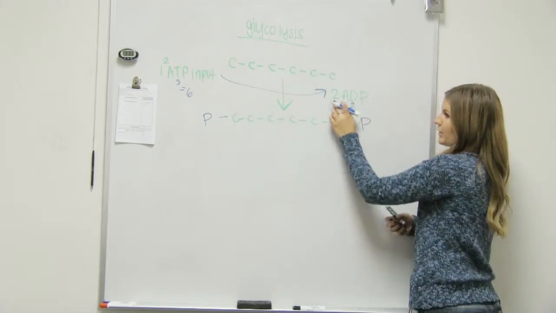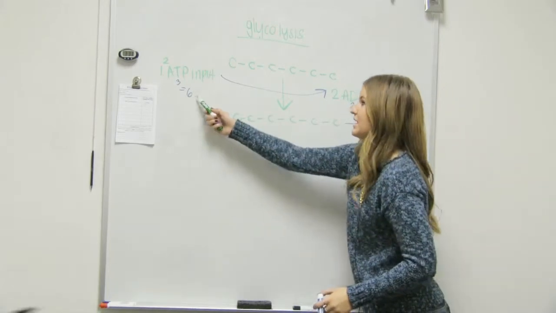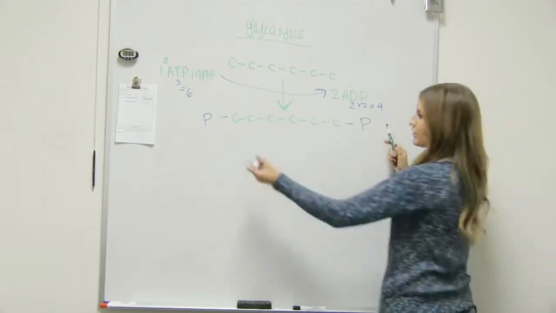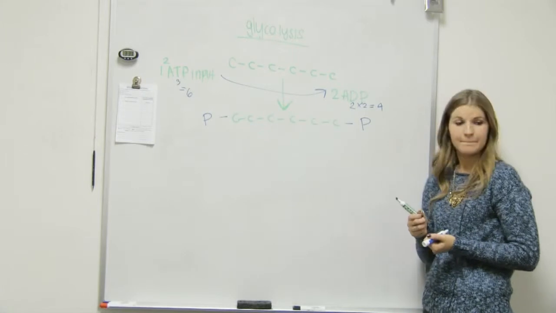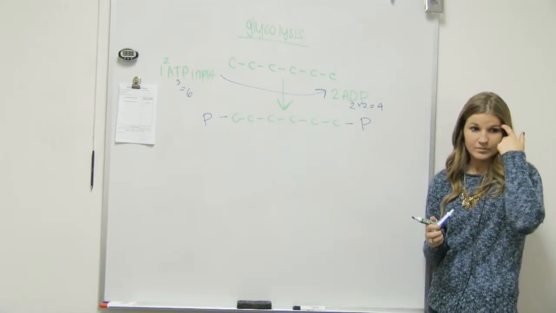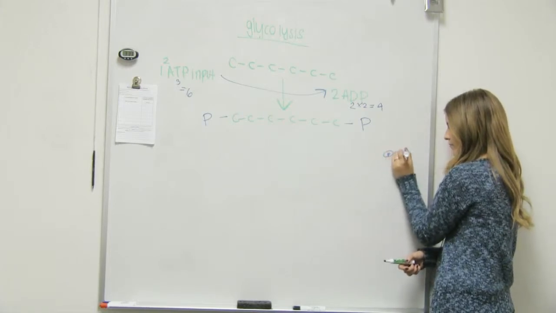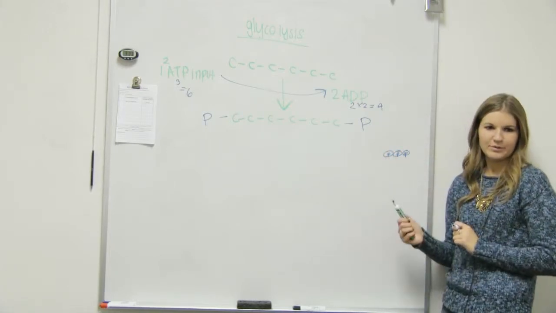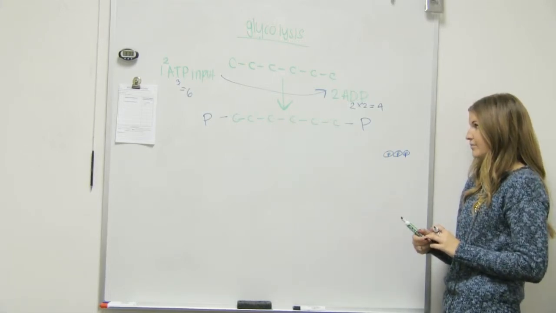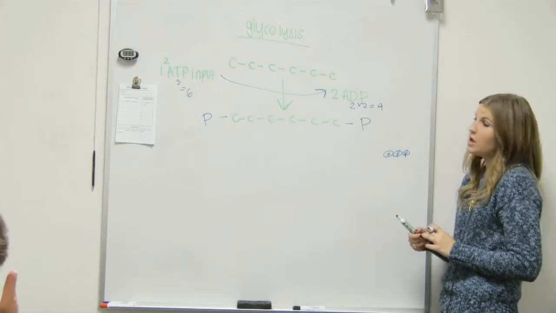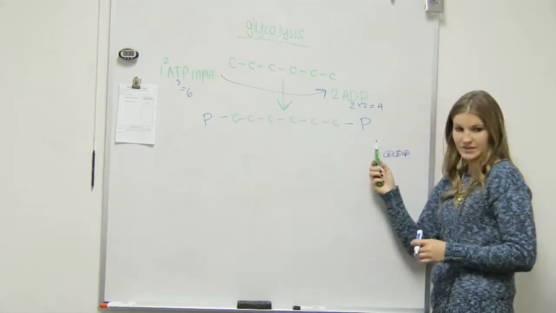So that one has 2, but we have 2 molecules. That's 4. So we went from 6 to 4. Where did the 2 go? They were swapped out in the end. So 2 ATP, with 3 phosphates each, makes 6. And then they transferred the phosphates, how? They're going to use their energy and release 2 phosphates.